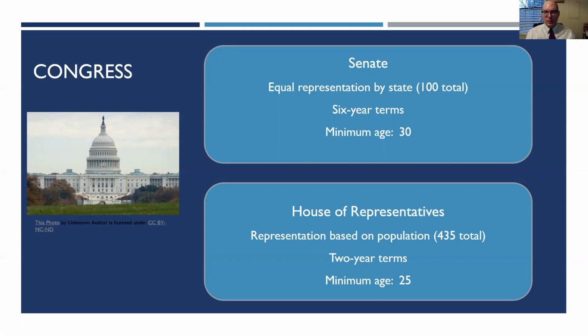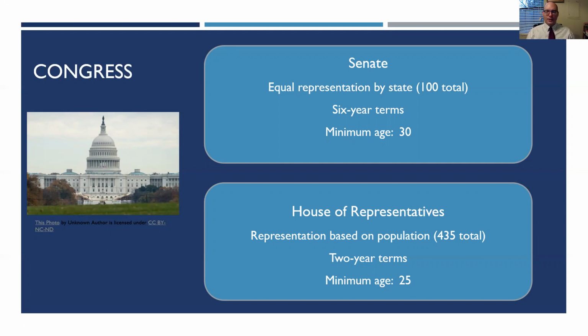The Senate, sometimes called the upper house. In the Senate, there is equal representation by state, okay? So there are 100 total, 2 for each state. So each state has equal representation. California and Wyoming, Texas and Rhode Island, they have the same number of representatives, okay? 6-year terms, so they're relatively long terms, as we'll see when we talk a little bit more about Congress later in the semester. This is by design. These are meant to give the senators more time to learn their job, but also more freedom from public opinion. So 6-year terms, the minimum age is 30, okay?